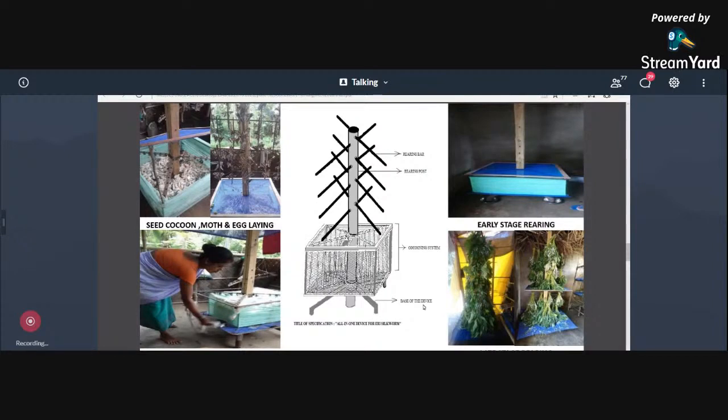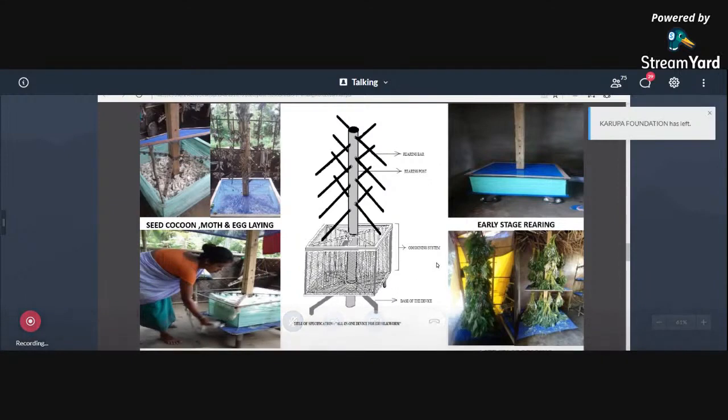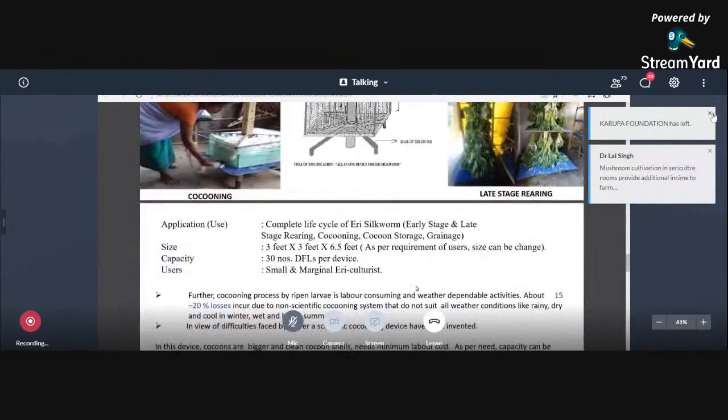Then for early stage rearing, it should be arranged like this, and this is very scientific. Moisture can be maintained inside so that tender leaves cannot wilt, and predator pests cannot enter and destroy the crops. For late stage rearing, you have to arrange it like this, and bunches of leaves should be hung in the rearing unit. It is scientific, and aeration is very good here, so the worms feel comfortable, and it requires a very small area, not a complete room. And for cocooning purposes, it should be arranged like this, and the cocoons are very good.